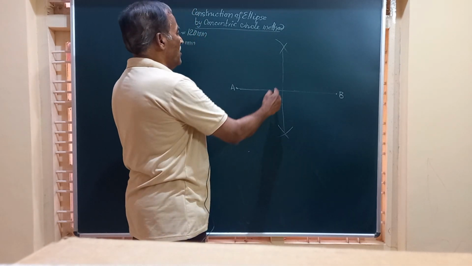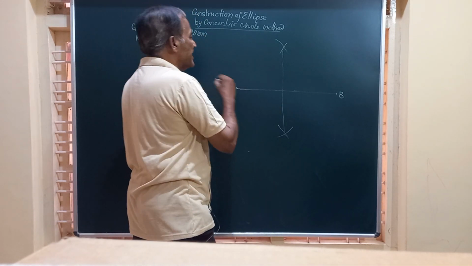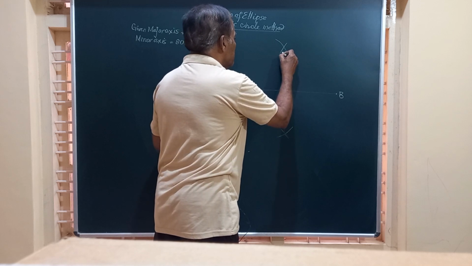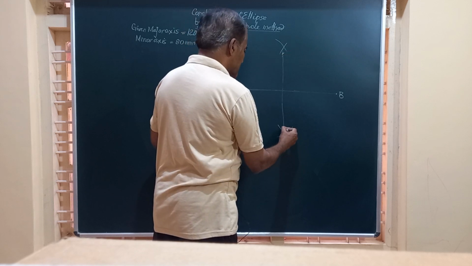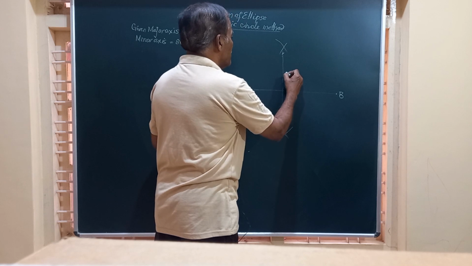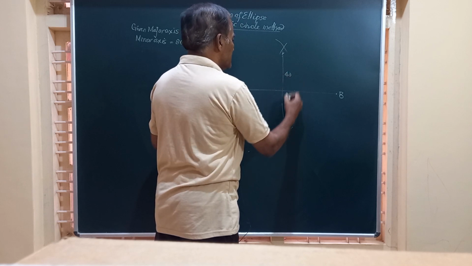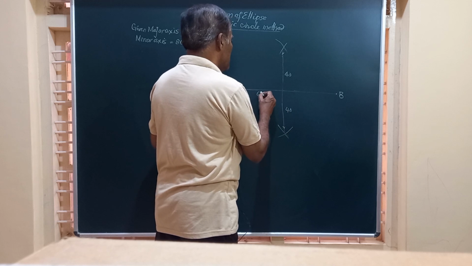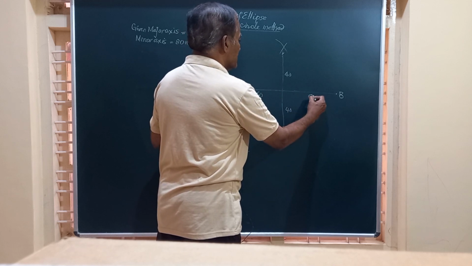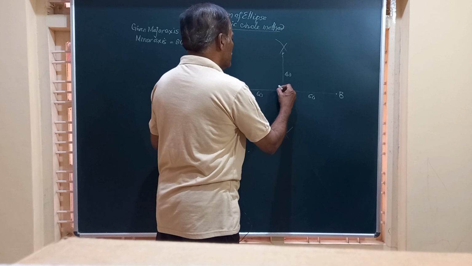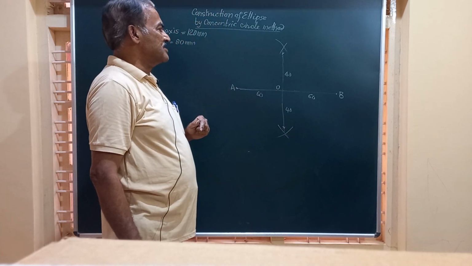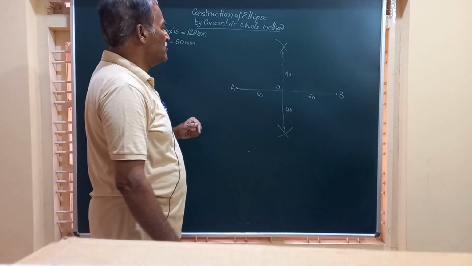Now friends, on this we have to mark the minor axis, which is 80, 40 on this side and 40 on this side. So this is going to be 40 and this is 40. This length is going to be 60 and this is also 60. The midpoint of this we can mark as O. O is the midpoint. Now friends, let us see how to go about.